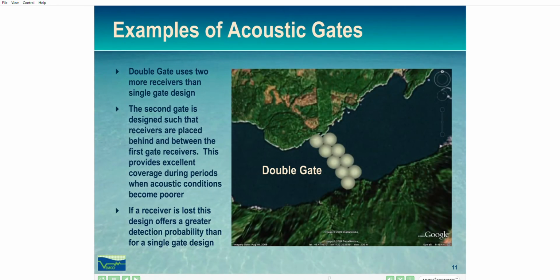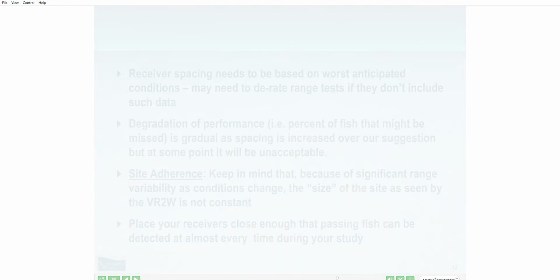This staggered double line design requires that one line be offset from the other. This design uses two more VR2Ws than the single gate design, but its advantage is that you still have good coverage if you lose a receiver in the front or back row.